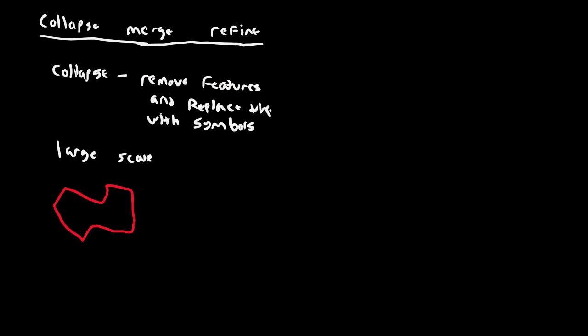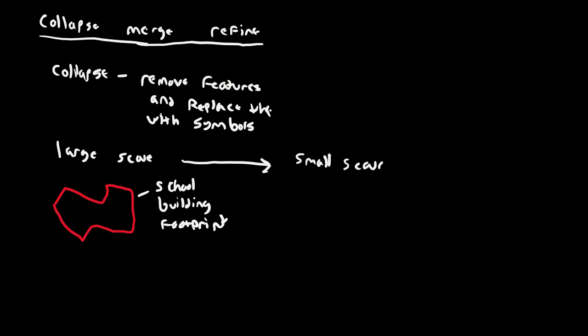maybe this is the school building footprint. Because we can get GIS data with specific building footprints. So in this case, at the large scale, we have a polygon that represents the building footprint of a school. But as we transition to small scale, maybe we zoom out from a city map to a state map, rather than having this polygon doesn't make a lot of sense.